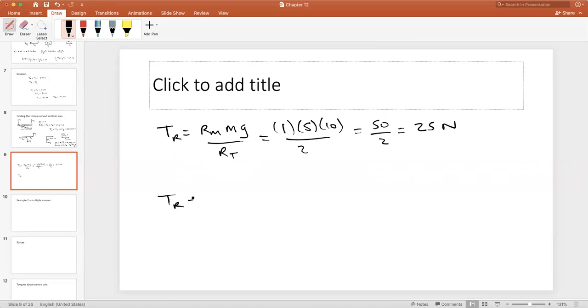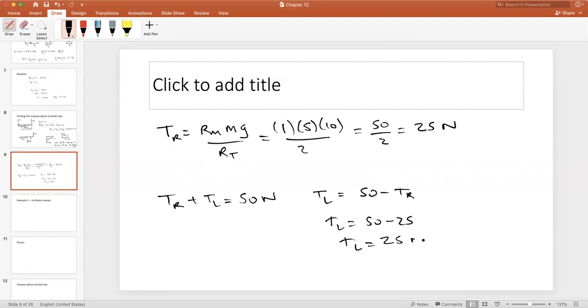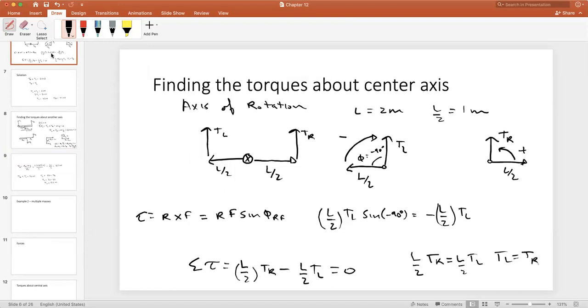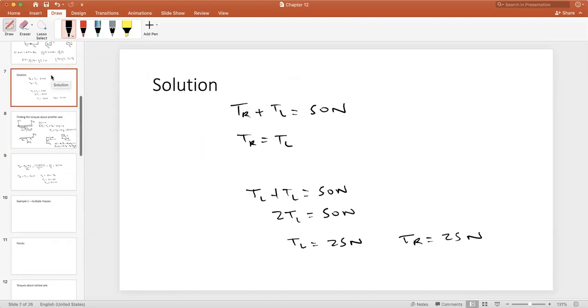Going back, T_R plus T_L is 50 newtons. If T_R is 25, then T_L is 50 minus T_R. T_L is 50 minus 25. T_L is 25 newtons, which is exactly what we found before. We found that T_L and T_R were equal, and they were both equal to 25 newtons.